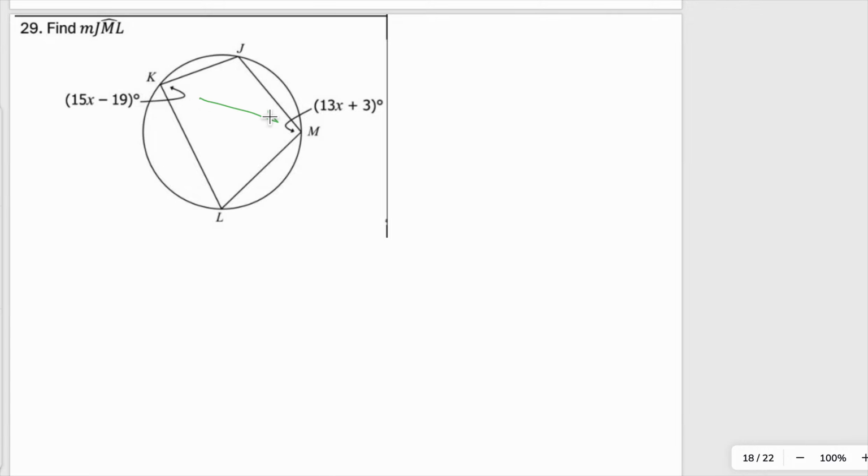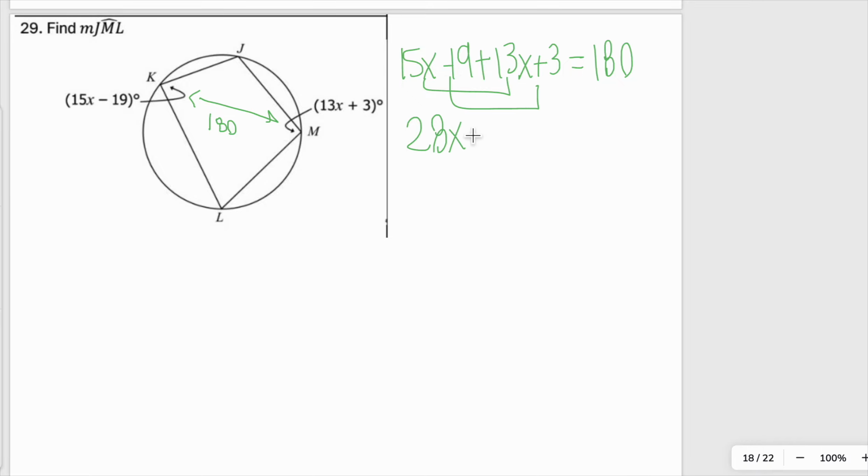Okay? And then our last one, this one is having an inscribed quadrilateral, and when we have inscribed quadrilaterals, we know that my opposite angles are equal to 180 degrees, or supplementary. So 15x minus 19 plus 13x plus 3 equals 180. Adding 15x and 13x, I'm getting 28x. Negative 19 and positive 3 is negative 16. And then I add 16 to 180, I'm going to get 196 equaling to 28x. Final step, dividing by 28, x is equal to 7.